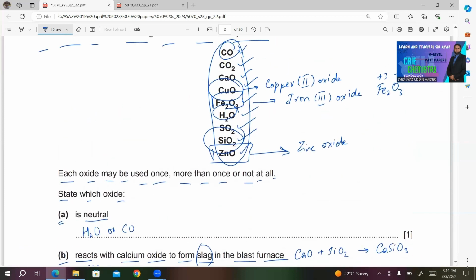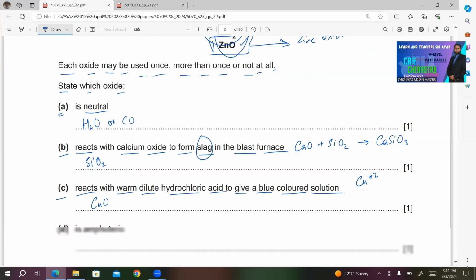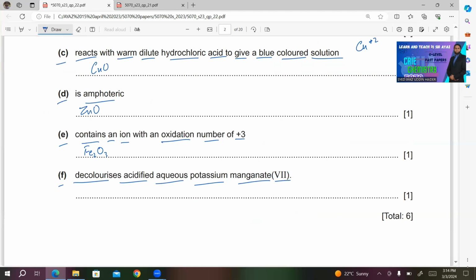Number F, decolorizes acidified aqueous potassium manganate 7. If you see these oxides, there is only one oxide that decolorizes acidified potassium manganate 7, which is SO2. Because during this reaction, SO2 will get oxidized further into SO3 when you react it with acidified aqueous potassium manganate 7. So you write SO2.